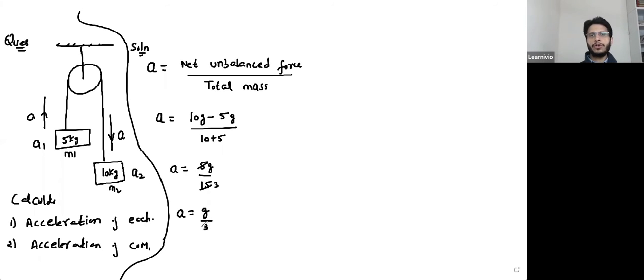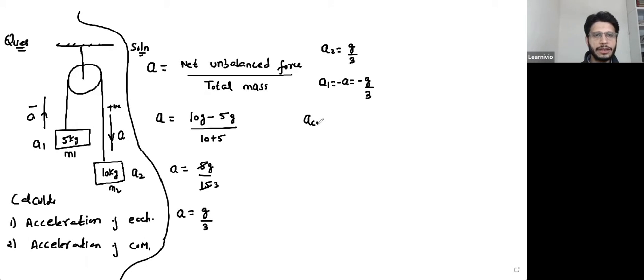Now, A1 and A2 depend upon your sign convention. If I'm saying that downwards is positive and upwards is negative, that means your A2 will be g by 3, but your A1 would be minus g by 3. So that's A2 and A1.